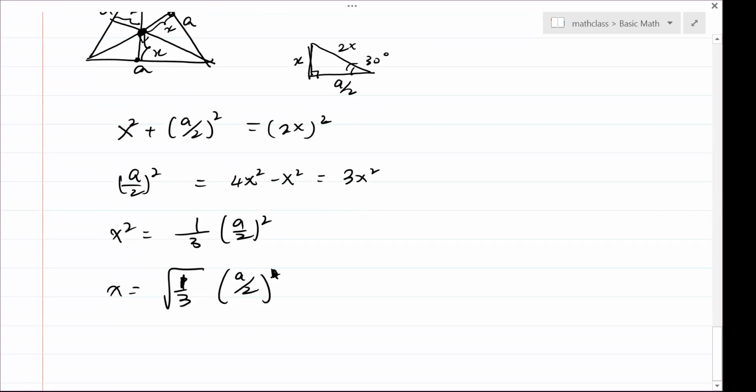Yeah, you can rationalize it. The first term is going to be square root 3 over 3, then half of a. So my answer is square root 3 over 6 times a. So that's the relationship between x and a.